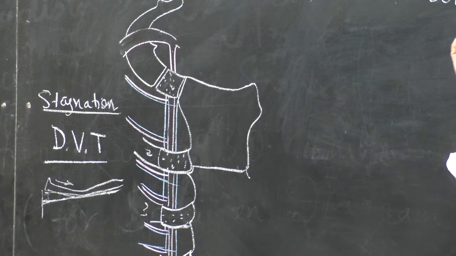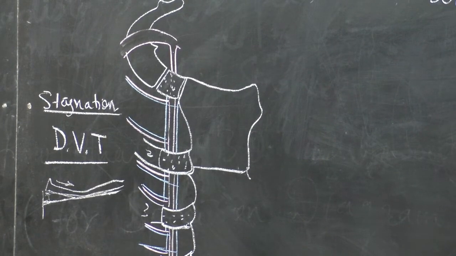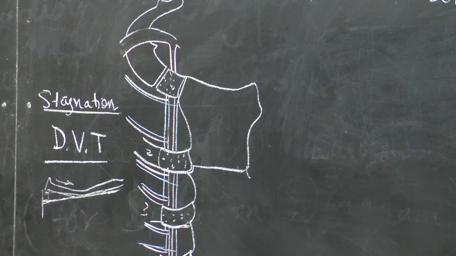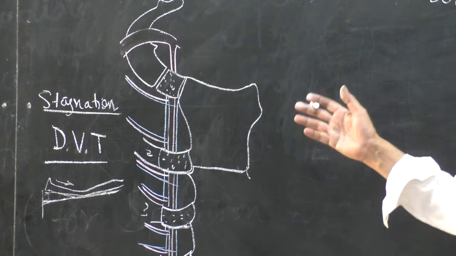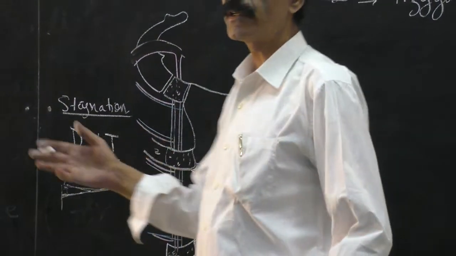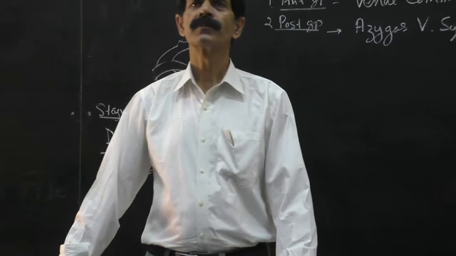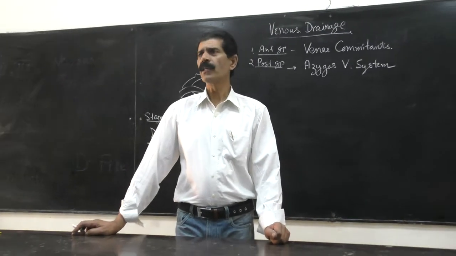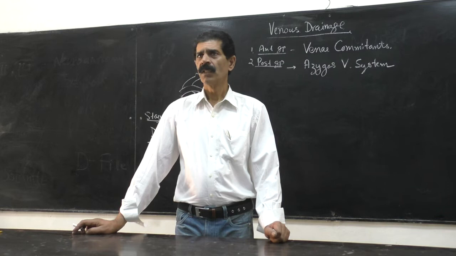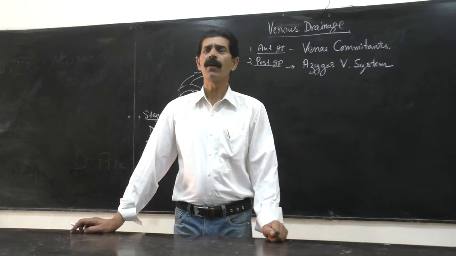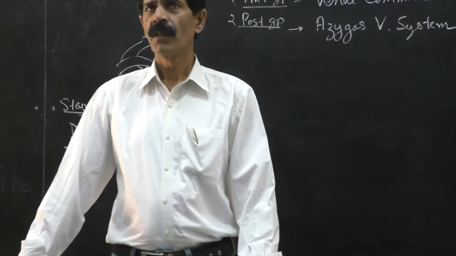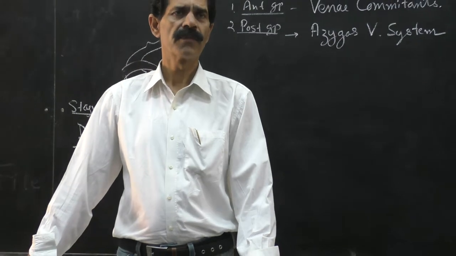These clotted, thrombosed venous blood masses can enter into the circulation and obstruct any of the veins of the human body. That may lead to multiple organ failure. The venous drainage will be obstructed.